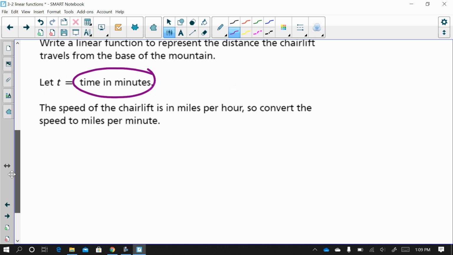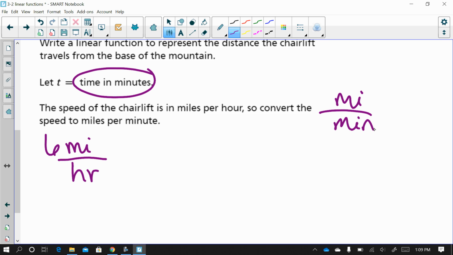Okay, so 6 miles per hour, and I want to get it to miles per minute. You've got to think all the way back to 7th grade here. We need to do some conversions. I can keep the miles the same, and I need to convert the hours to minutes. So we're going to use some dimensional analysis here. Do we know anything about hours and minutes? Well, there's 60 minutes in 1 hour.